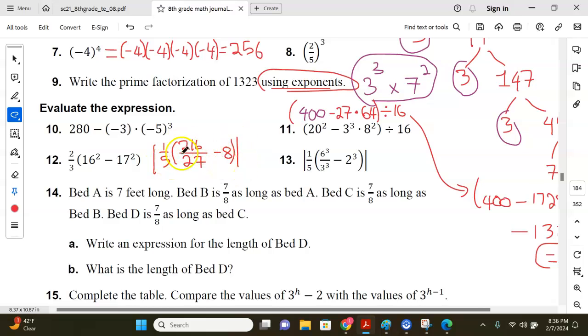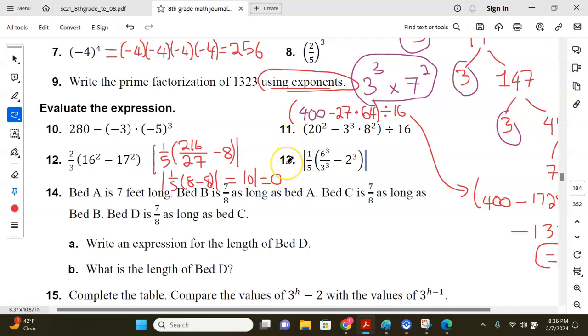Now you have to take 216 divided by 27. That's going to give me 8. So you're going to write the absolute value of 1/5 times 8 minus 8. Close parentheses, and then close the absolute value. Well, 8 minus 8 is going to give you 0. And 0 times 1/5 is 0. And the absolute value of 0 is 0. So the answer to number 13, ladies and gentlemen, is 0.